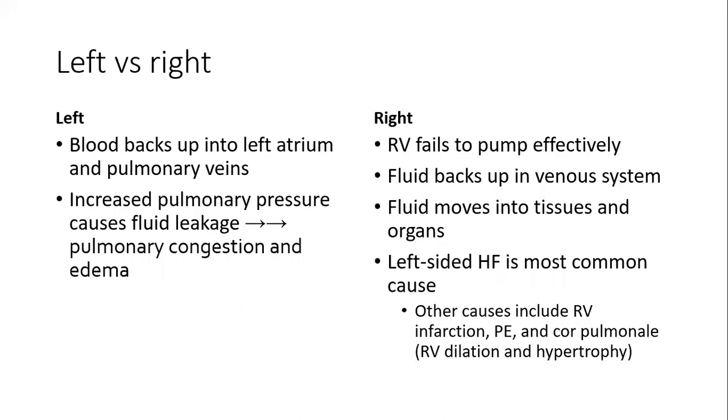In comparing left versus right, in left heart failure, blood backs up into the left atrium and the pulmonary veins. There's increased pulmonary pressure, which causes fluid leakage, which can lead to pulmonary congestion and edema. In right heart failure, the right ventricle fails to pump effectively, which results in fluid backing up into the venous system. Fluid moves into the tissues and organs, and typically it's a result of left heart failure. Other causes include left ventricular infarction, pulmonary embolism, and cor pulmonale.